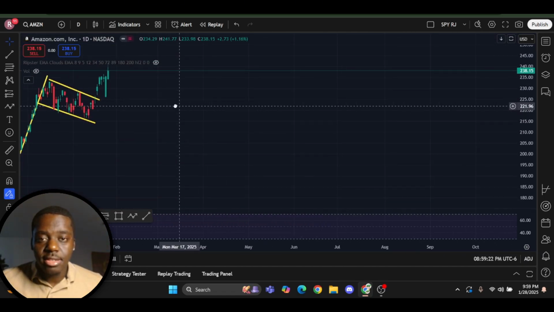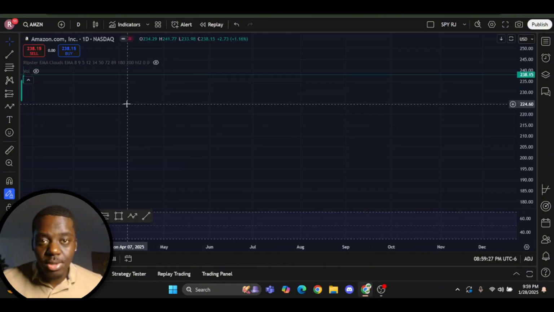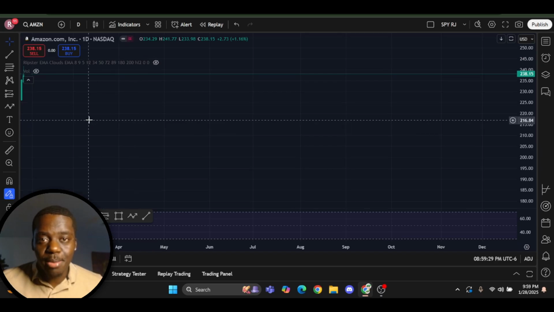All right, the second pattern I'm going to teach you is this pattern's evil twin, called the bear flag pattern.